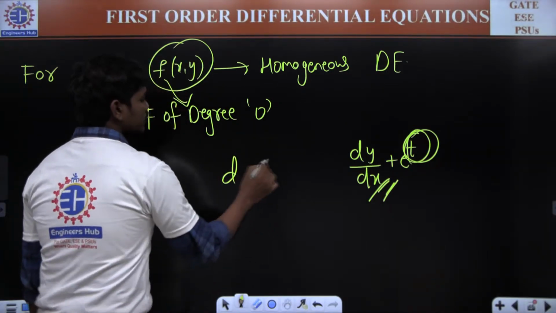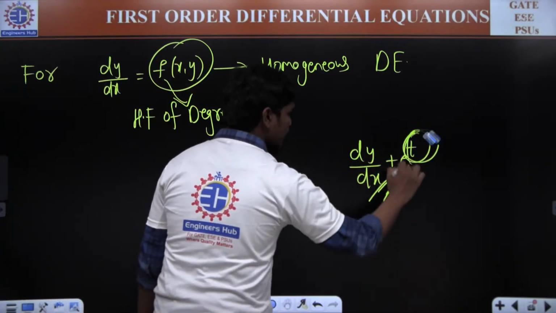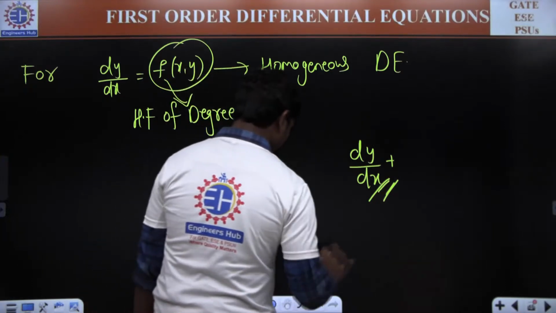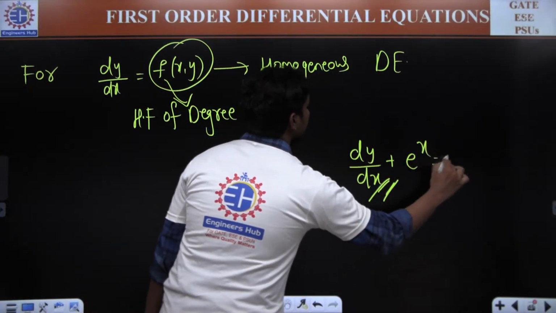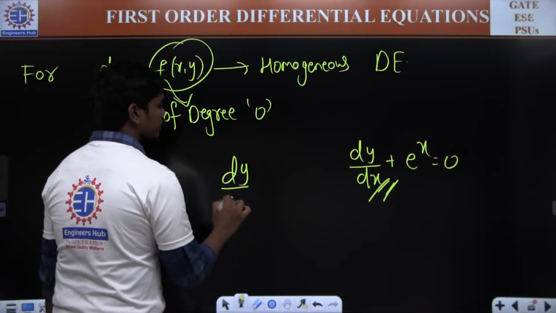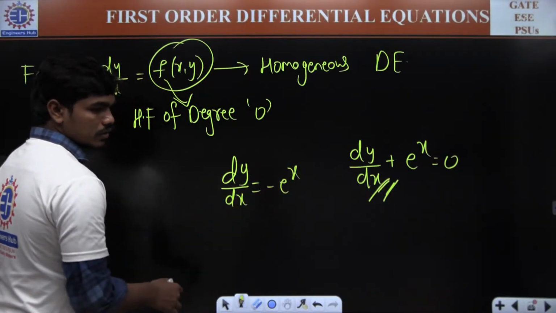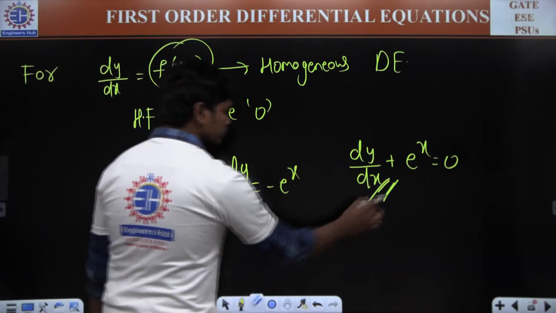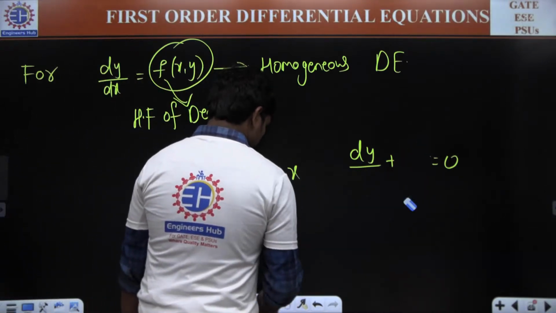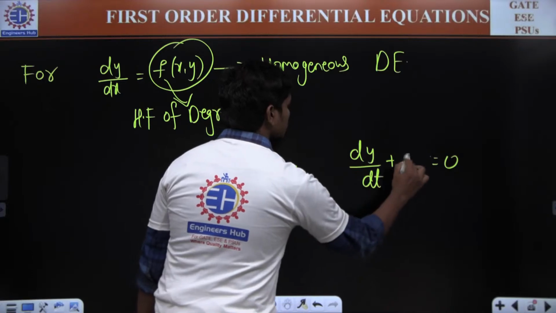Look, let us suppose there is x here. For the time being, let us suppose there is x. So we have dy by dx plus e power x equal to 0, then dy by dx is equal to minus e power x. Correct? This is what you have. Okay, dy by dt, fine. Dy by dt, and this is also e power t.